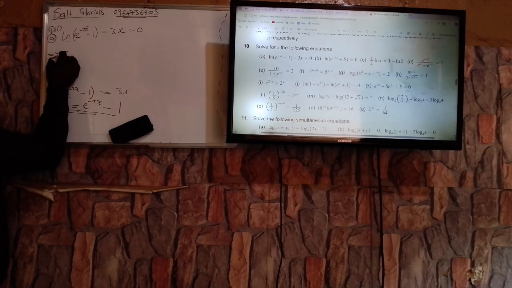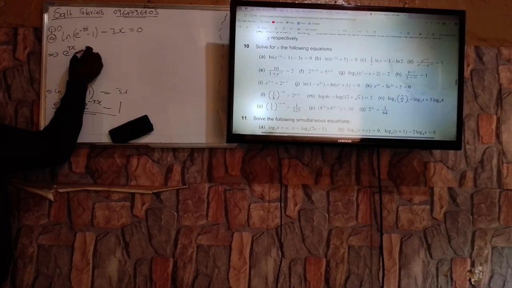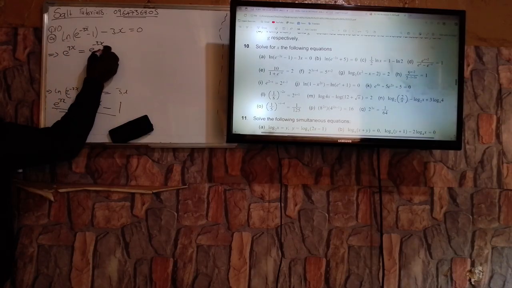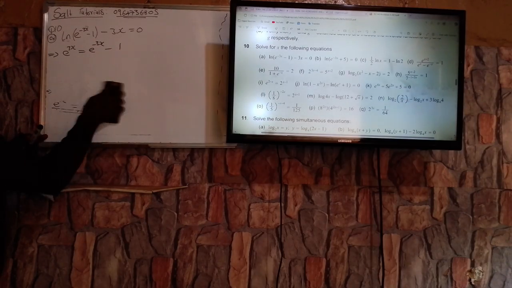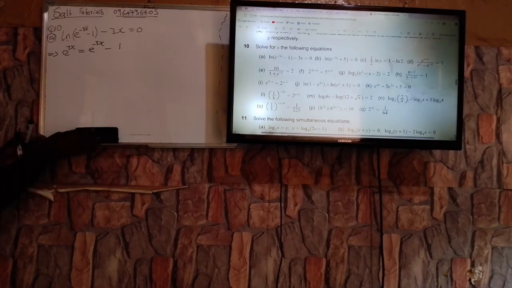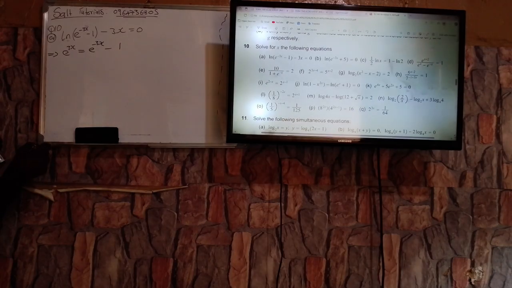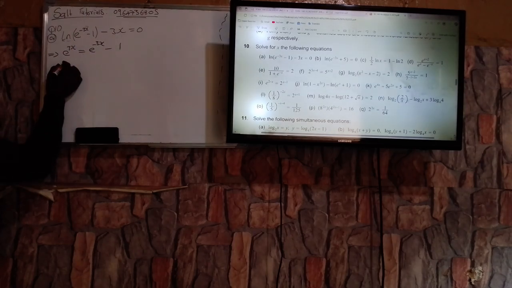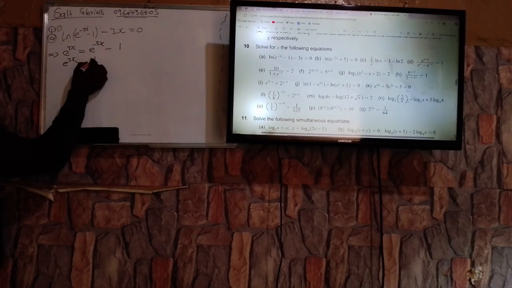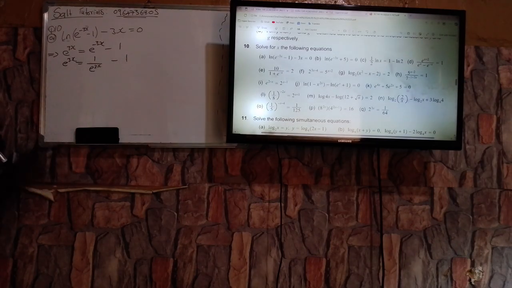Now we're going to use e^(3x) = e^(-3x) - 1, and from there use that to solve for the value of x. We have to understand that e^(-3x) is the same as 1 over e^(3x). So e^(3x) equals 1 over e^(3x) minus 1.